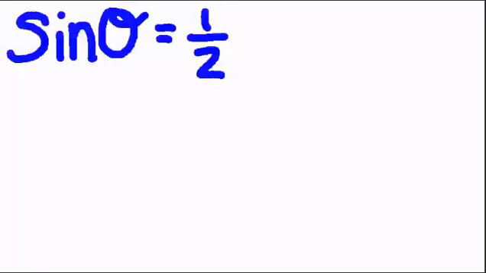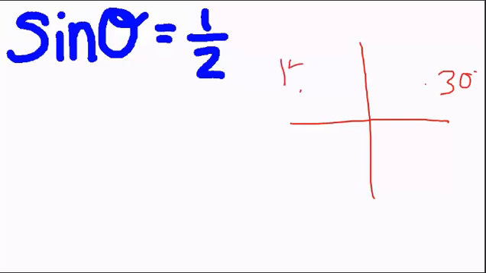Once you've made the determination that sine theta equals 1/2, you can find out what angles pertain to this value on the unit circle. So if sine theta is equal to 1/2, we know that the two values are 30 degrees and 150 degrees.